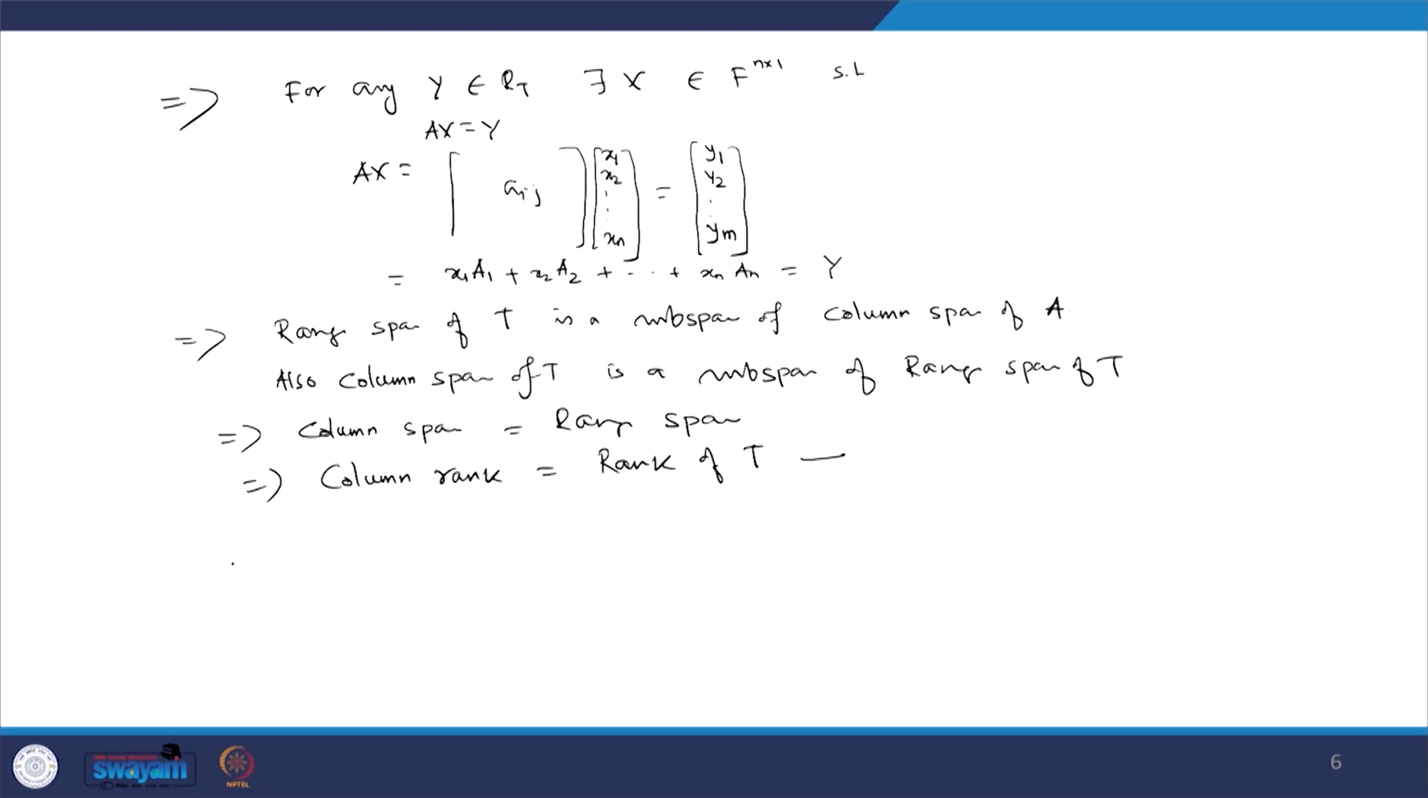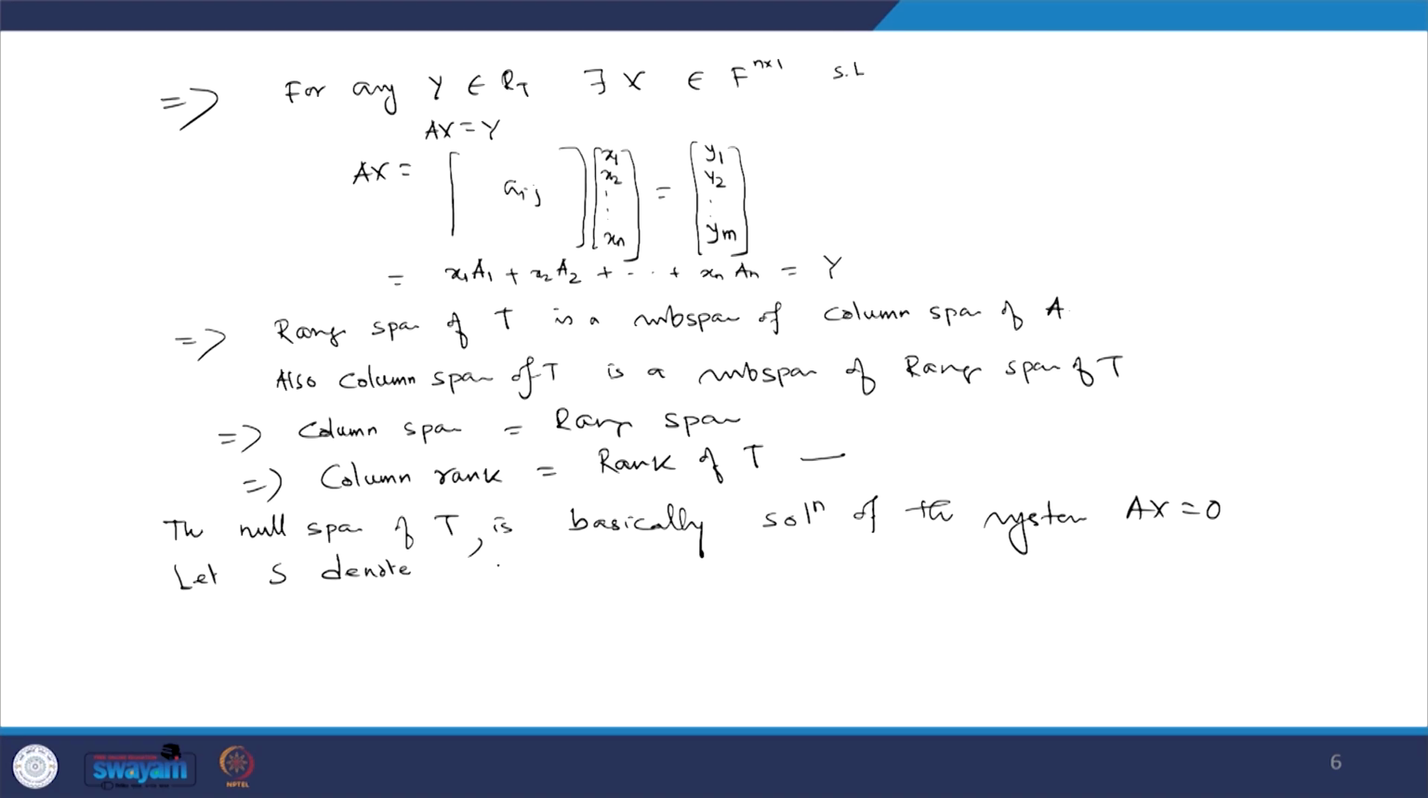Now, if I see the null space of T, the null space of T is basically the solution of the system Ax equal to 0. So, let capital S denote the solution space of Ax equal to 0. So, this implies that N of T is equal to S. This implies that the null space of T is basically capital S. Okay.